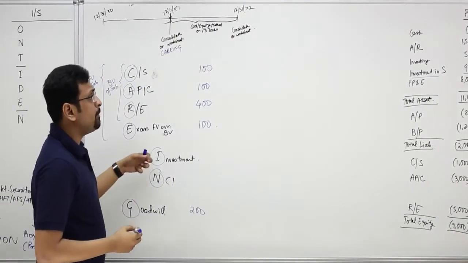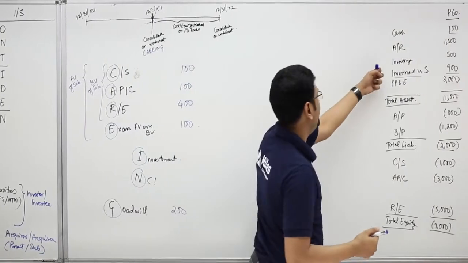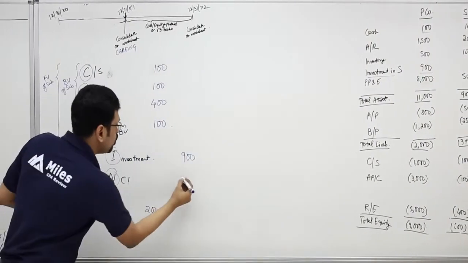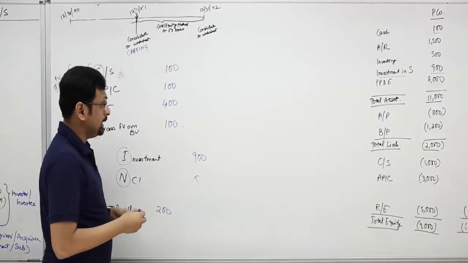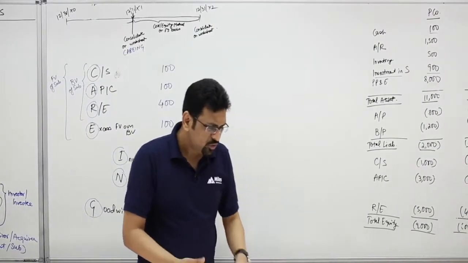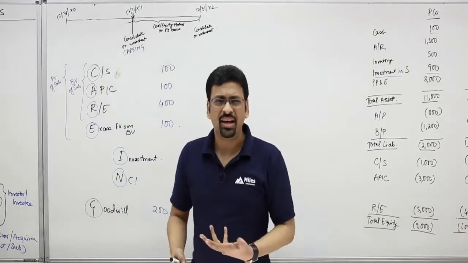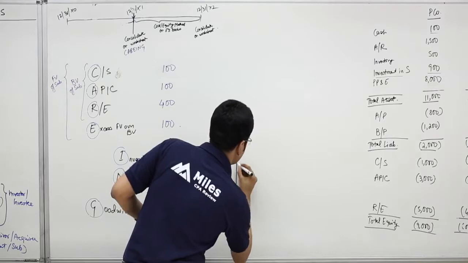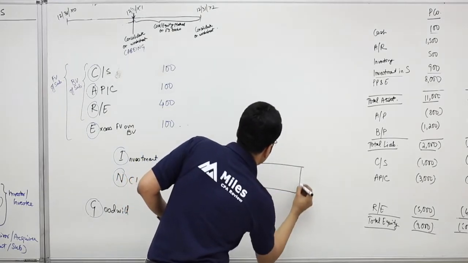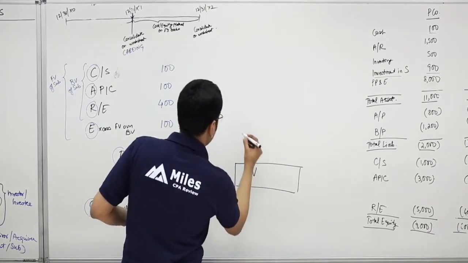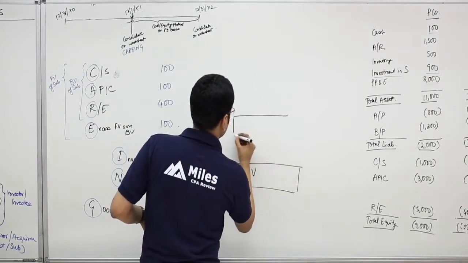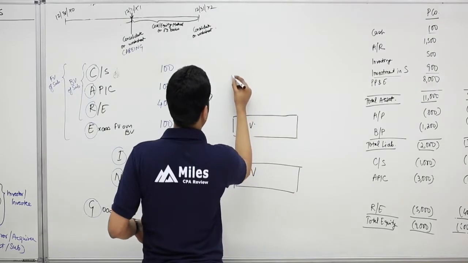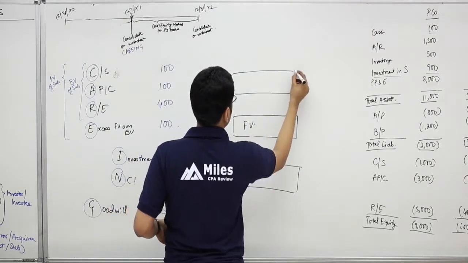Now the investment number that we got to eliminate from here is $900. There's no non-controlling interest right now. We'll talk about that later. So guys, if you recall, when we did the equity method, I helped you draw a chart. The chart looked something like this. So we had book value, we had fair value, and then we had the purchase price.